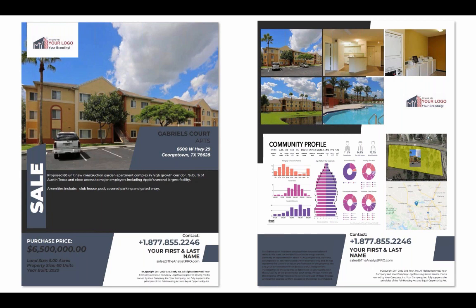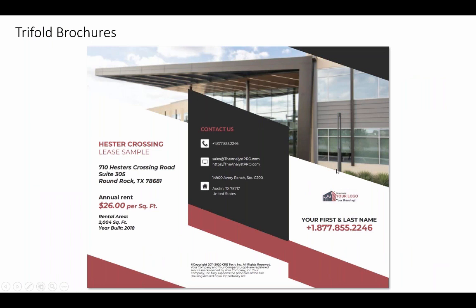In this particular flyer, you do have your photos in this top right-hand corner, and then we have added an infographic as well as some map features down here to the right side. Taking a look at our trifold brochures, you'll have some space to enter your property information as well as your contact information, and then of course your branding and your customized accent colors.